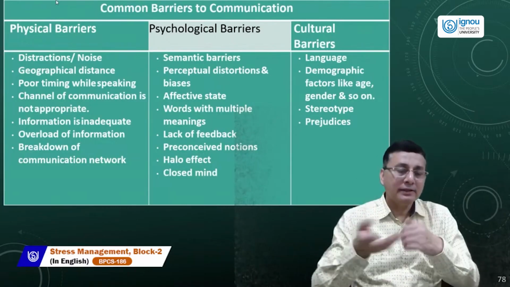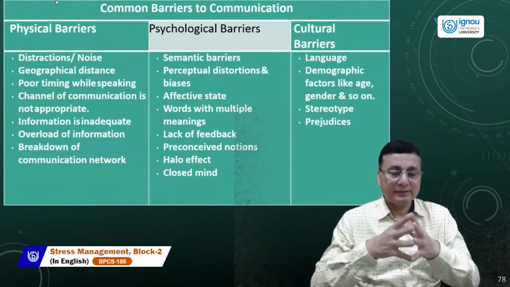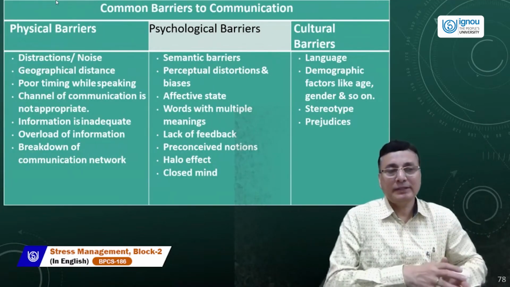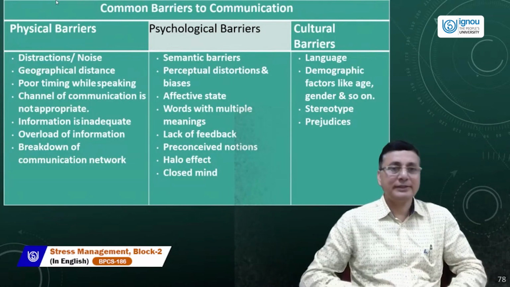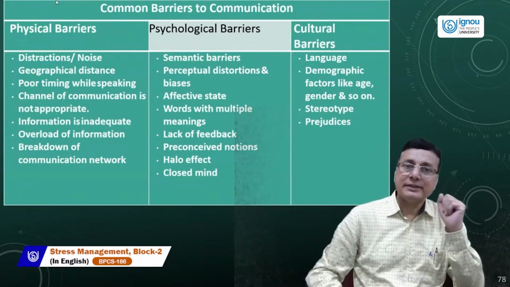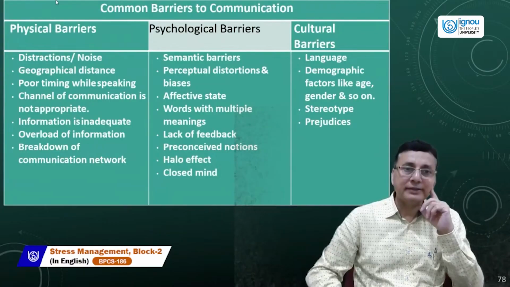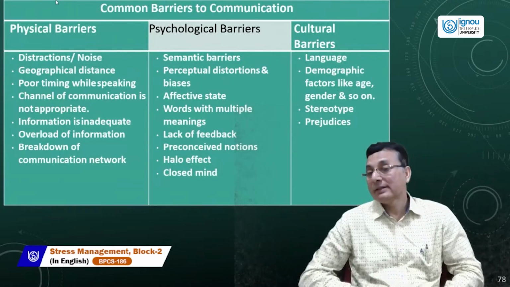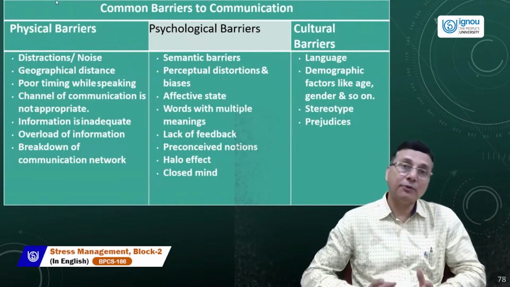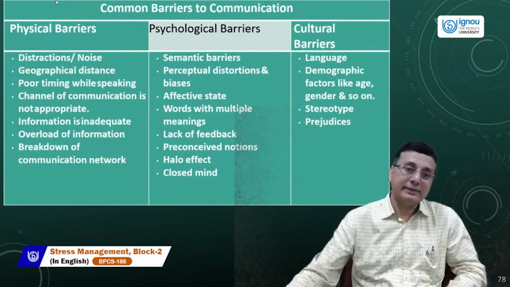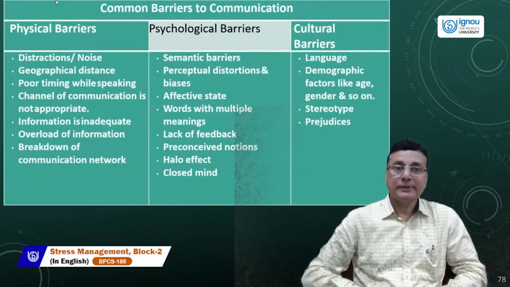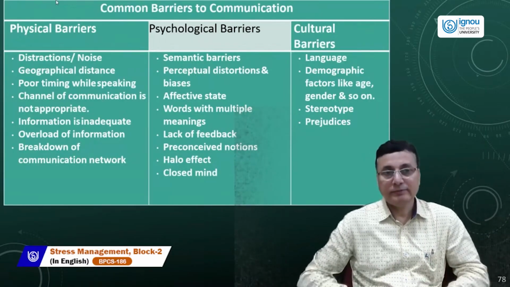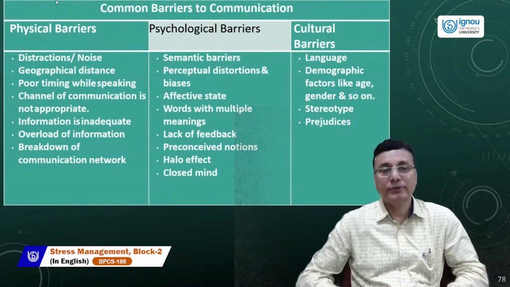Like if two people are staying at separate, different places, their communication will be less than those who are staying together, attending class together. Then there are psychological barriers like semantic barriers, perceptual distortions, and biases. If you are biased towards some person, like he is not a very good person, your communication will be affected. You will not communicate in the same way which you have with your friends.